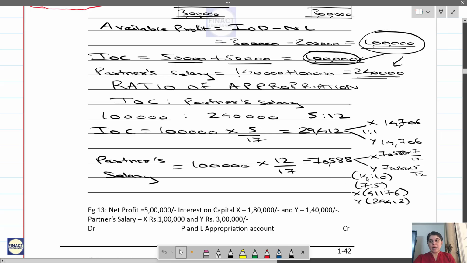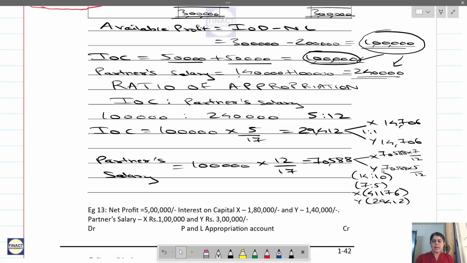So it was 1,40,000 is to 1 lakh. So 14 is to 10, so that is 7 is to 5. So accordingly use this ratio and distribute the total partner's salary to your individual partners. So this is what is known as ratio of appropriation.